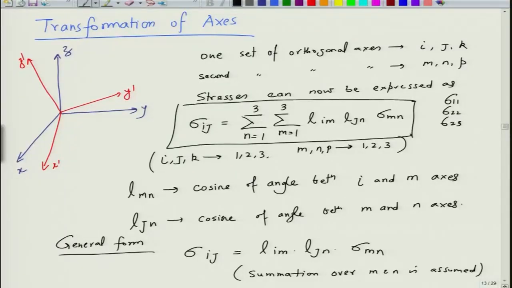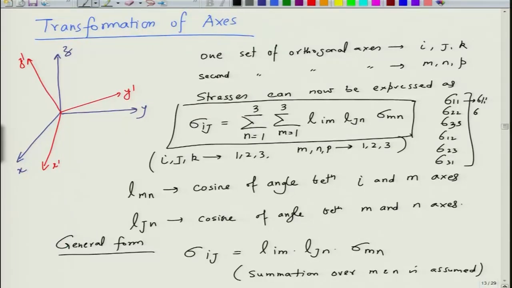It could be ij. Essentially you can calculate sigma 1 1, sigma 2 2, sigma 2 3 and so forth, sigma 3 3 and 1 2, sigma 2 3 and sigma 3 1. All of these can be calculated in the new system. Let's say in the new system it becomes 1 prime 1 prime, so the transforms could be sigma 1 prime 1 prime, 2 prime 2 prime, 3 prime 3 prime, 1 prime 2 prime, 2 prime 3 prime and 3 prime 1 prime.